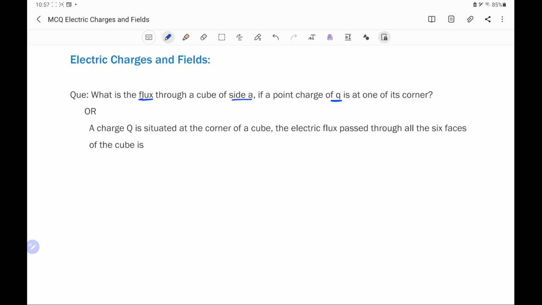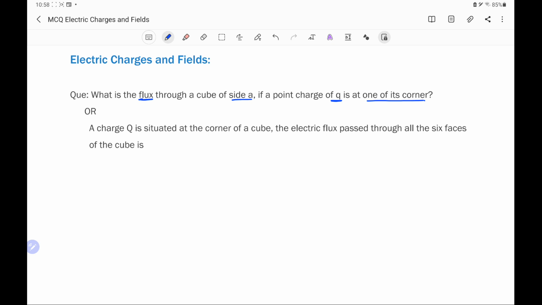charge Q is at one of its corners? We have already done that. If the charge is placed at the center of the cube, then the flux linked with the cube is Q by epsilon naught. And through any of the faces, it is 1/6 of Q by epsilon naught.